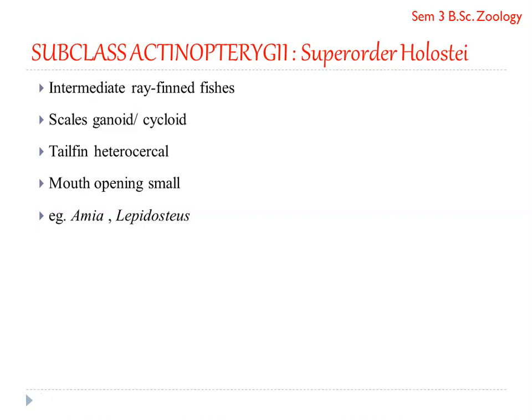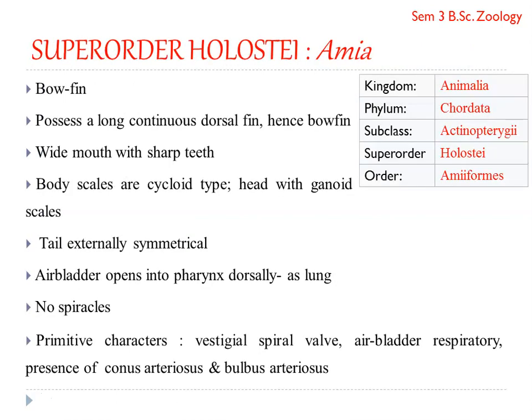That is, they are ray fin fishes, but on the evolutionary scale we can see that they lie in between the Chondrostei and Teleostei groups. The scales are either ganoid or cycloid. The tail fin here is also heterocercal type. The caudal fin is heterocercal, and the mouth opening, as compared with the Amiiformes, is smaller. The two examples which you are supposed to learn are Amia and Lepisosteus. We will see the characters of the first one, the Amia.